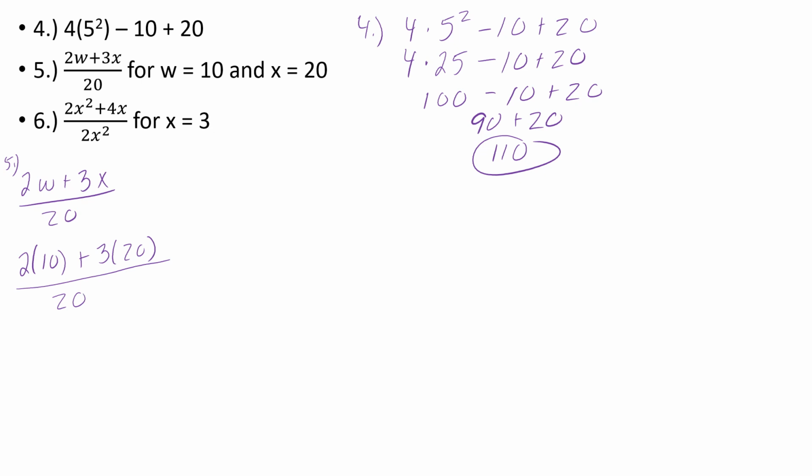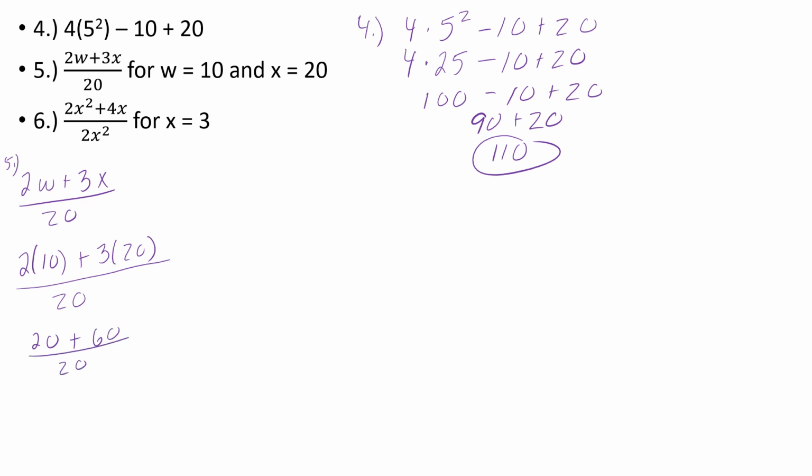And you might be tempted to say, oh, I can cancel some stuff out. Nope. Remember that fraction bar is functioning like a grouping symbol. So everything that is in that numerator needs to be dealt with before we start looking at the denominator. So 2 times 10 is 20 and 3 times 20 is 60.